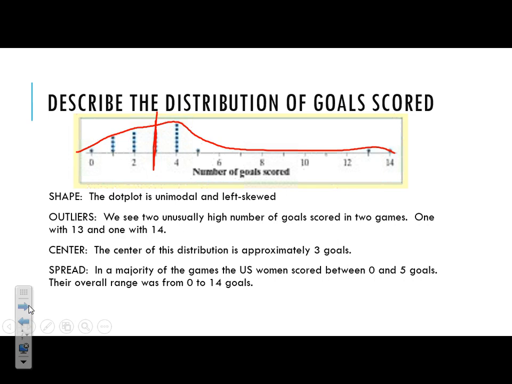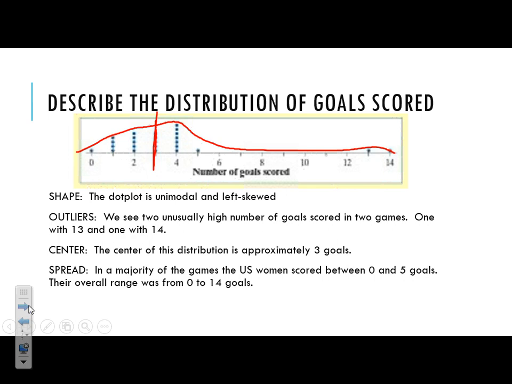So we want to recognize that there's a big gap if somebody's just reading what we've written about the distribution of goals scored. So if I ask you to describe or examine or analyze a distribution of data, meaning a graph, those are the four things that I expect you to comment on: shape, outliers, center, and spread. We can remember them as SOCS. We want to look at the SOCS of the graph.